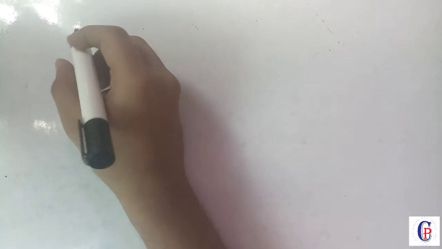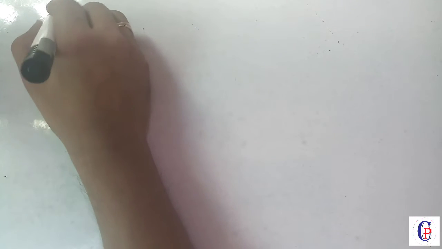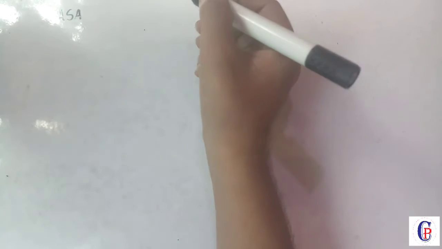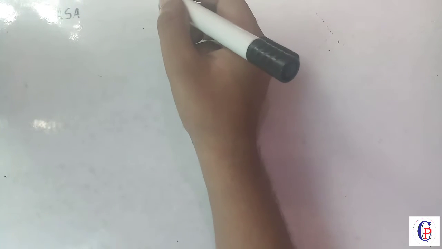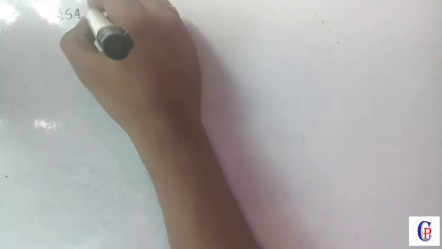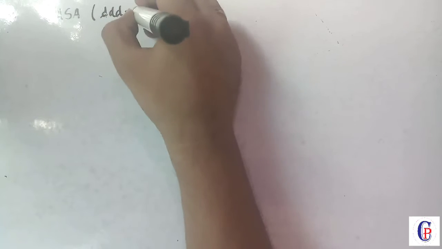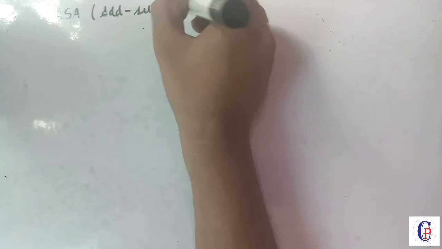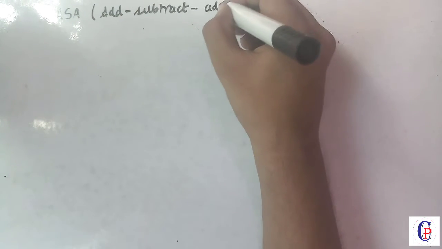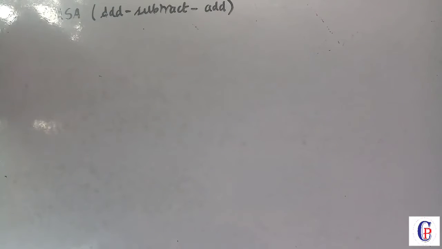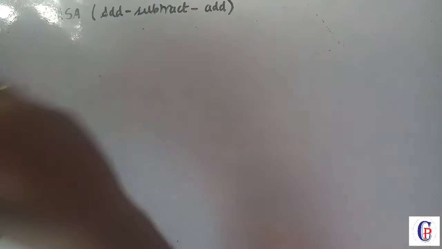Hello, now we will discuss about the ASA method. Okay, add, subtract, add, ASA, which we have considered as the third method, which is add, subtract and add. Now when you can use this add, subtract and add method is when, okay, let me write the question first.